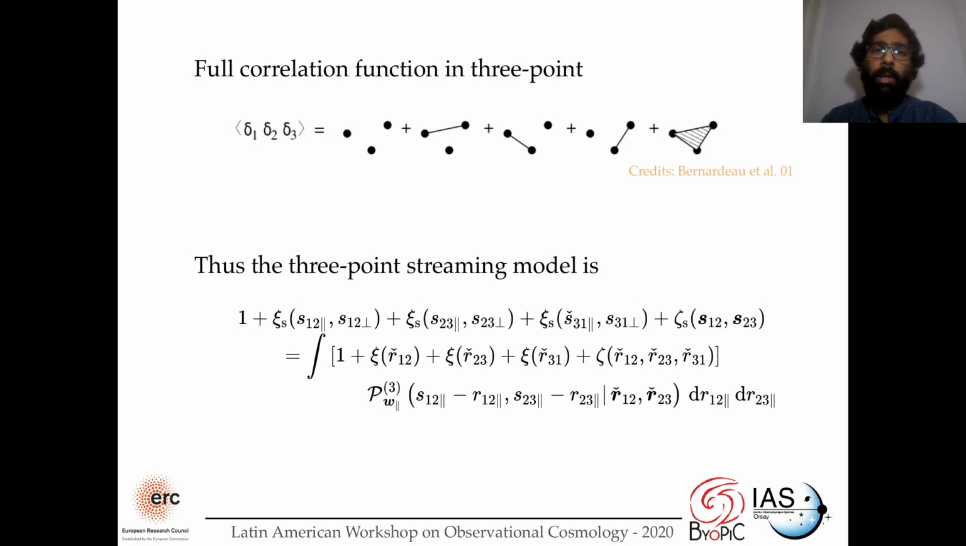Just to focus on the case of n equal to 3, we recap that the full correlation function for the three-point is given here. It amounts to 1 plus 3 sums of the two-point correlation function plus the connected three-point correlation function. In the case of the three-point streaming model, we can write the full three-point correlation function in redshift space as the full three-point correlation function in real space times P3, which is the velocity distribution in the case of the three-point.